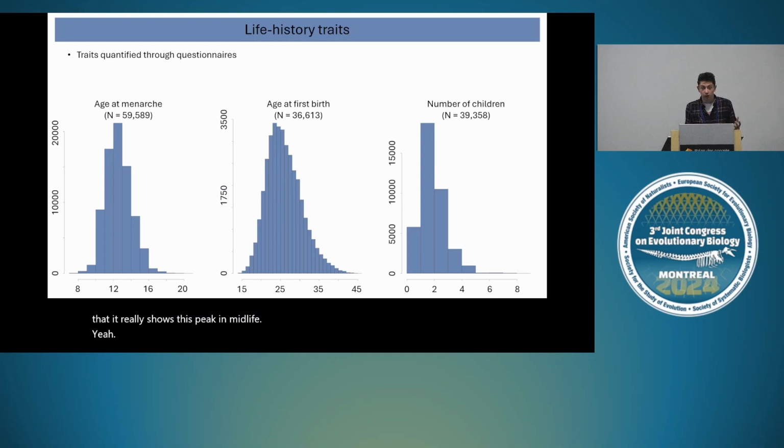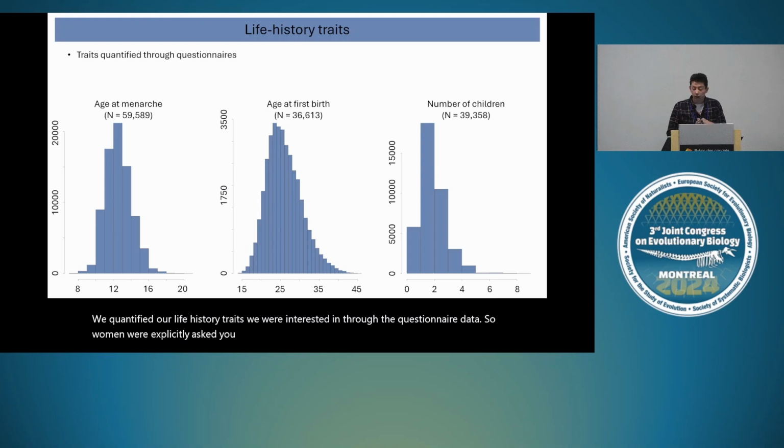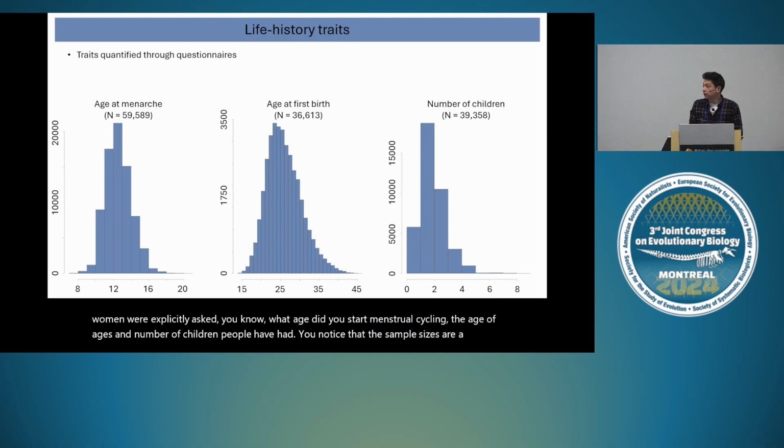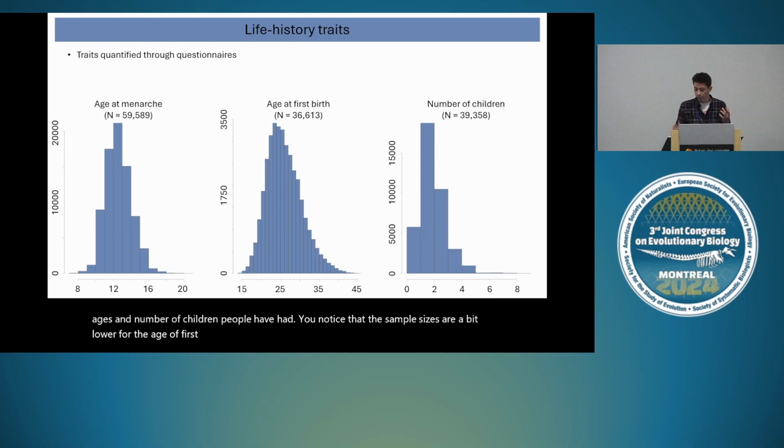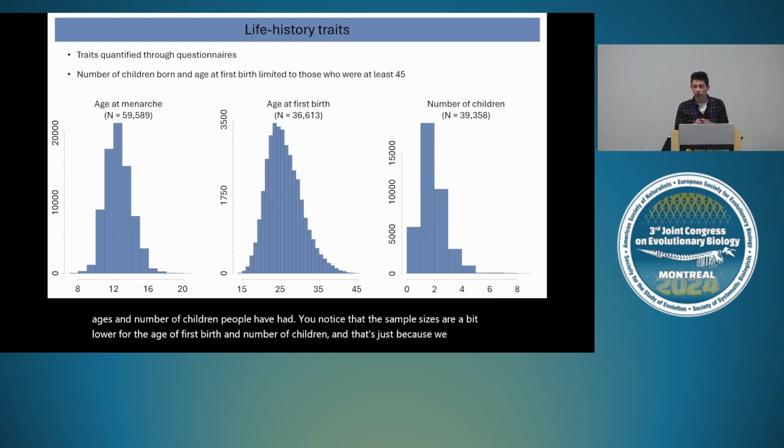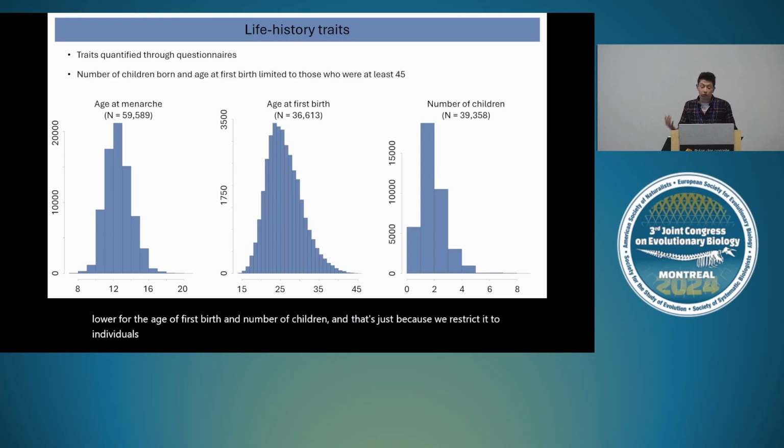We quantified the life history traits we were interested in through the questionnaire data. So women were specifically asked what age they started menstrual cycling, and the ages and number of children they have had. You'll notice that the sample sizes are a bit lower for the age at first birth and number of children. That's just because we restrict it to individuals that had mostly finished reproducing age.